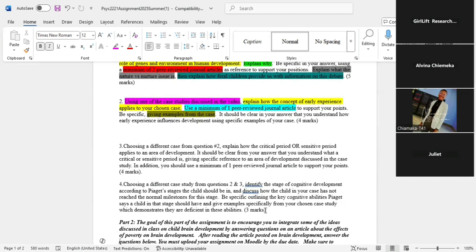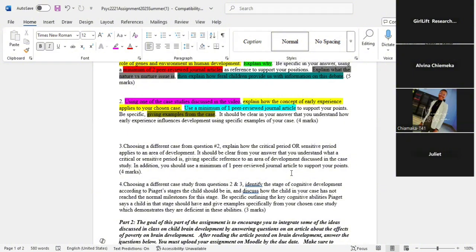Okay, I'm going to read through the question and analyze. Choosing a different case from question 2, explain how the critical period or sensitive period applies to an area of development. It should be clear from your answer that you understand what a critical or sensitive period is, giving specific reference to an area of development discussed in the case study. In addition, you should use the minimum of one peer-reviewed journal article to support your points.